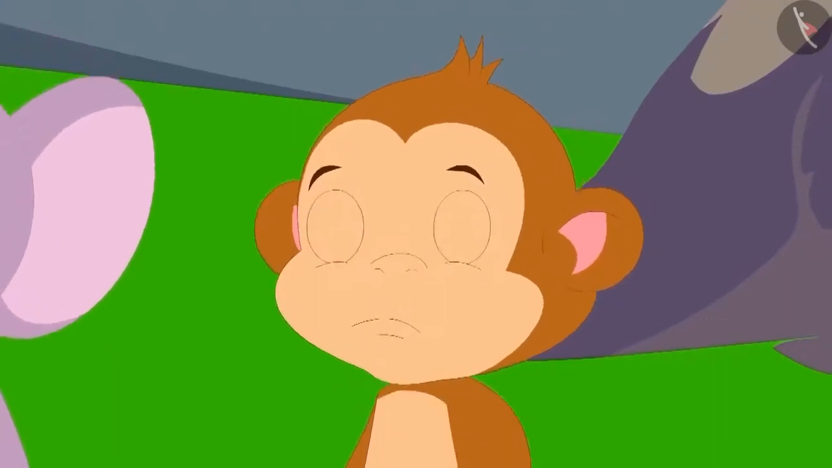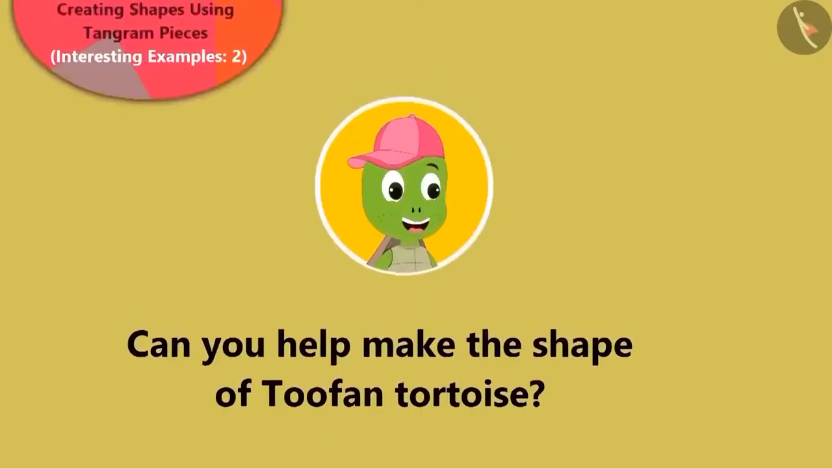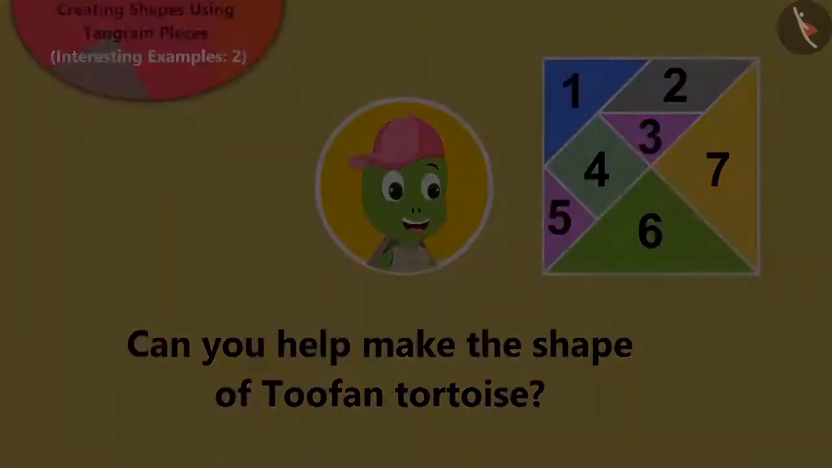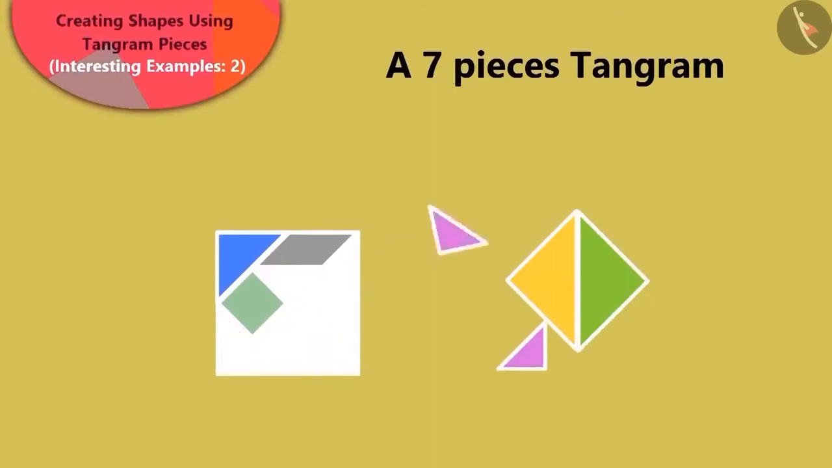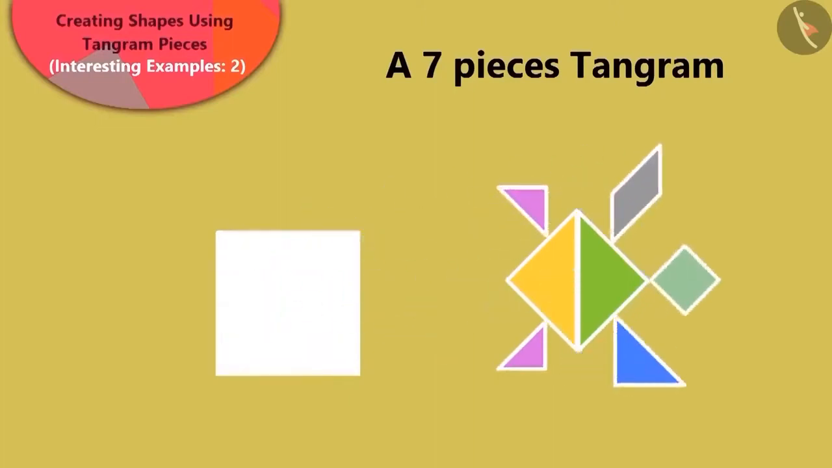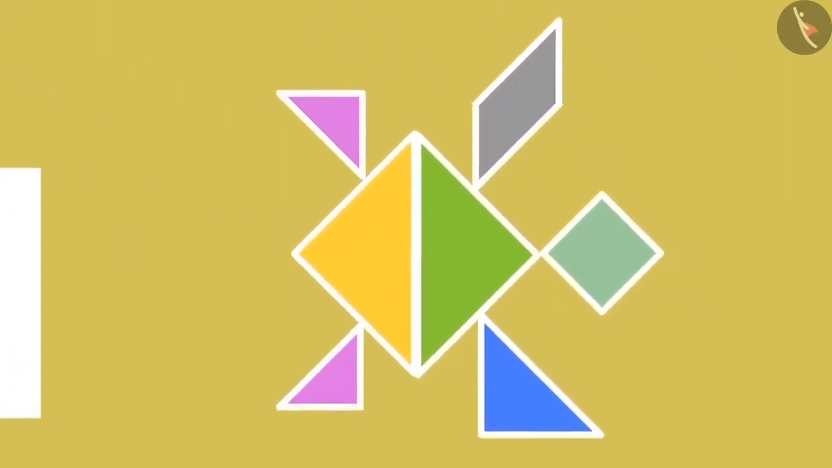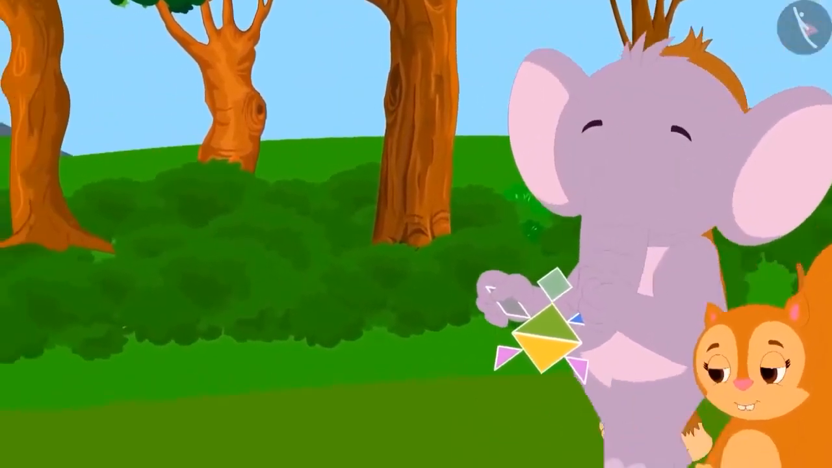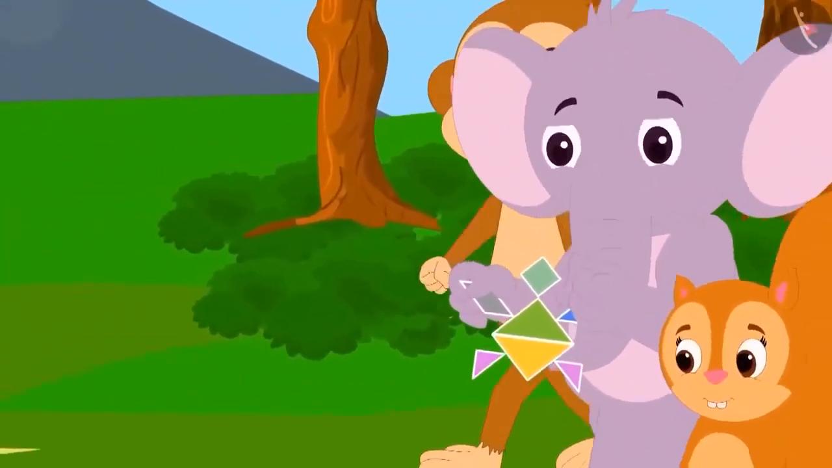Babban was lost in thought. Children, can you take the help of your teacher or some elder to help you make the shape of Tufan tortoise with the tangram pieces? Oh wow! Children, you have made a beautiful tortoise figure. Seeing this shape, Appu and some others left to show Tufan what they had learned.